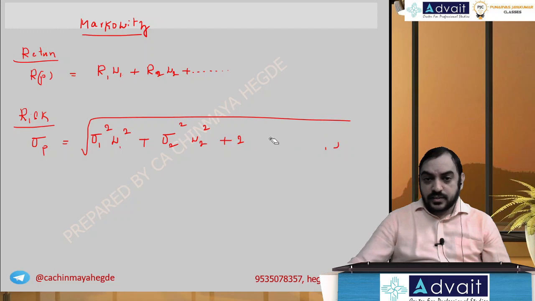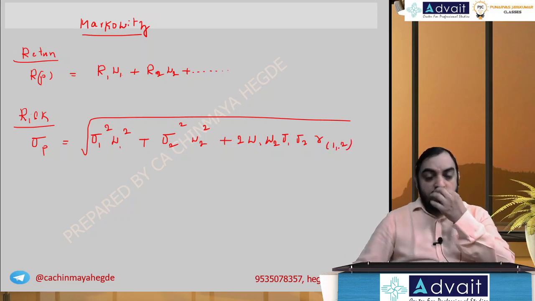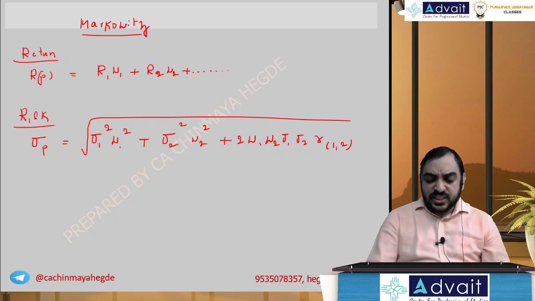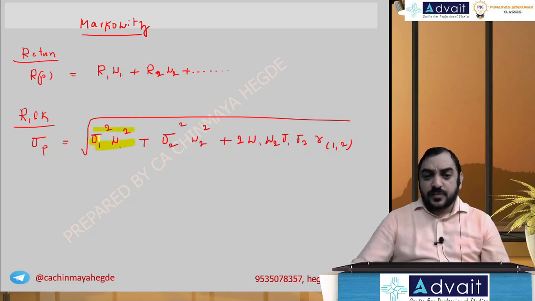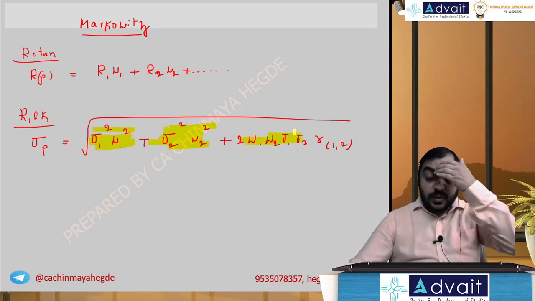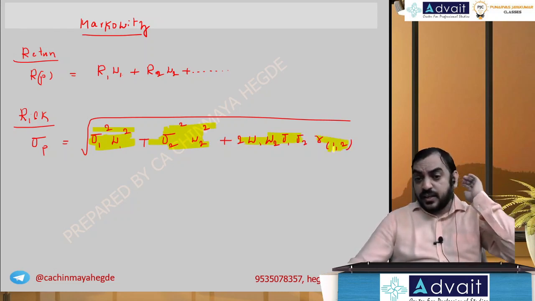I'll just rewrite this. 2 W1 W2 sigma 1 sigma 2 multiplied by R between 1 and 2. R means correlation coefficient between 1 and 2. Remember the (A plus B) whole square formula. This is A square, sigma 1 square W1 square. This is B square, sigma 2 square W2 square. Then 2AB, 2 W1 W2, sigma 1 sigma 2 multiplied by R.